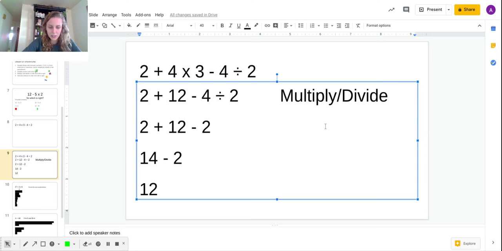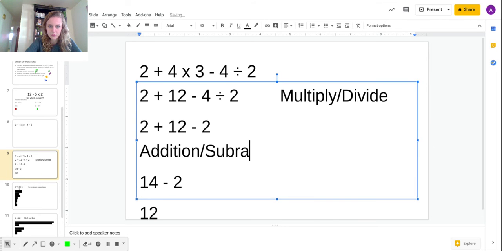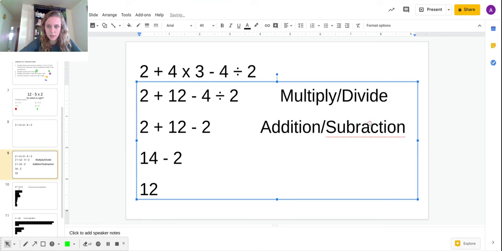And then down here, we did our addition and subtraction. Whoops. And I spelled that wrong. I'm not the best speller. That's okay.